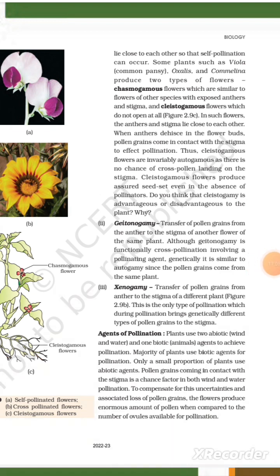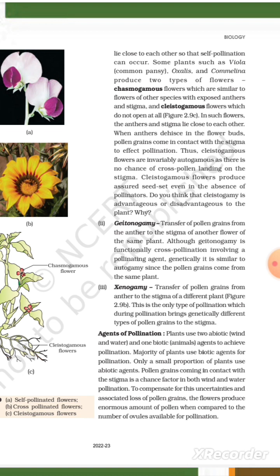Some plants such as Viola, common pansy, Oxalis and Commelina produce two types of flowers: chasmogamous flowers, which are similar to flowers of other species and expose anther and stigma, and cleistogamous flowers, which do not open at all, figure 2.9c. In such flowers, the anther and stigma lie close to each other.